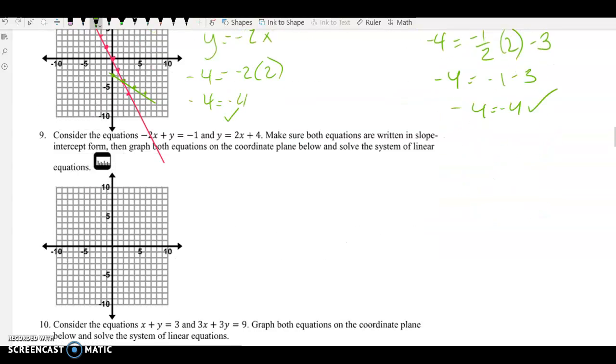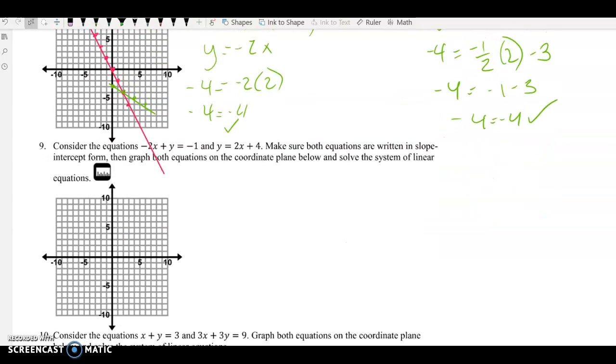Okay. This next one says, consider the equations -2x plus y equals -1 and y equals 2x plus 4. Make sure both equations are in slope-intercept form, then graph. Okay, so let's go ahead and do this. We have -2x plus y equals -1. I'm going to add 2x to both sides. So I get y equals 2x minus 1. Graph it. Y-intercept at -1.